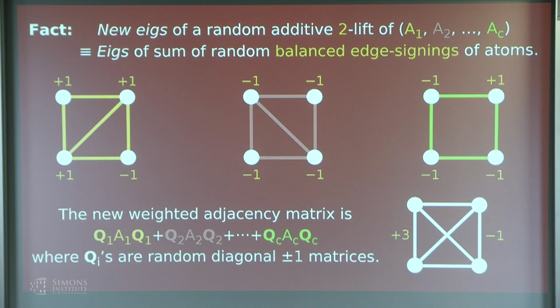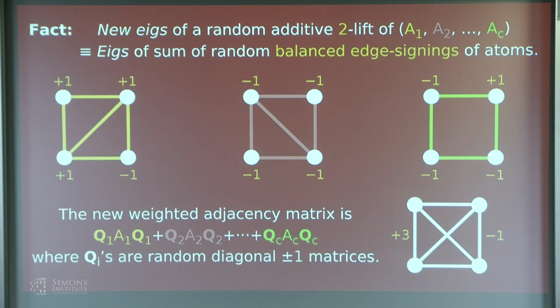OK, so let's get to polynomials. That's why we're all here, right? Let's write in a nice way the new weighted adjacency matrix when you do this random balanced edge signing plus summing operation. A nice way to write it is: let Q1 through QC be random diagonal matrices where the diagonal entries are random signs. Now if you conjugate the adjacency matrix A1 by Q1, you can easily check that that exactly gives you a random balanced edge signing of the graph. So when Q is a random diagonal sign matrix, Q A Q gives a random balanced edge signing of A. That's what we're doing independently for each of the atoms. And then we're just adding the results to get the adjacency matrix of the result.